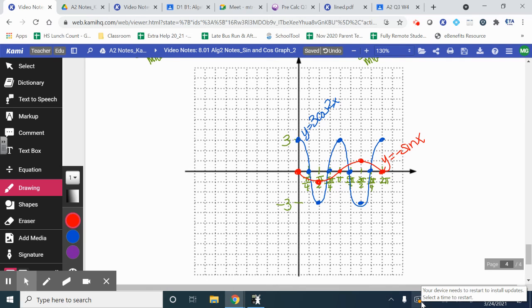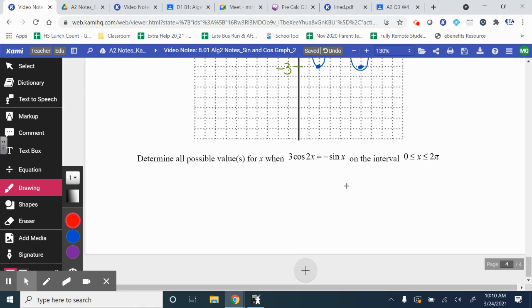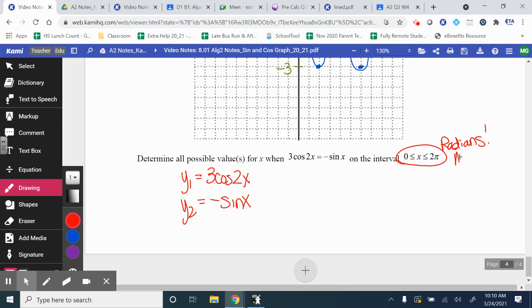And then the last question asks you to find where they are equal to each other. So here's where you're going to type in your calculator. So in for your y1, type in 3 cosine of 2x. In for your y2, you're going to type in negative sine of x. We want it from 0 to 2 pi. So make sure that your calculator is in radian mode. Very important.